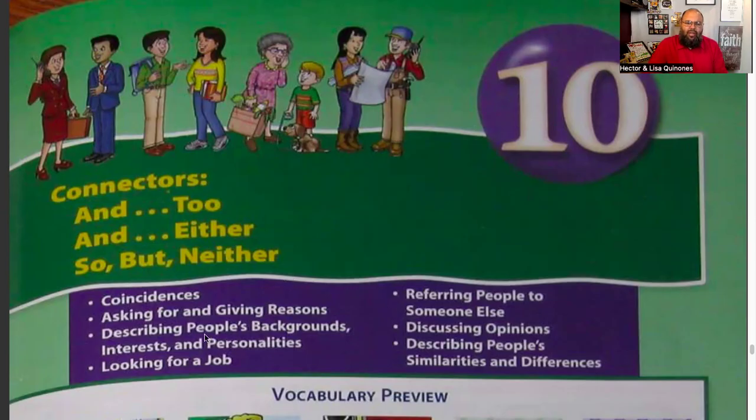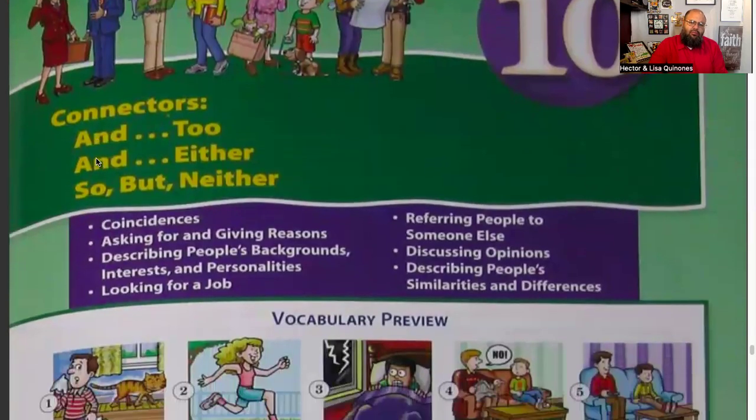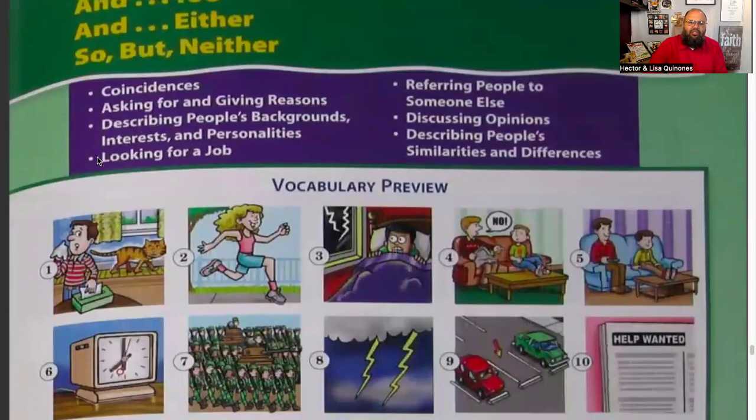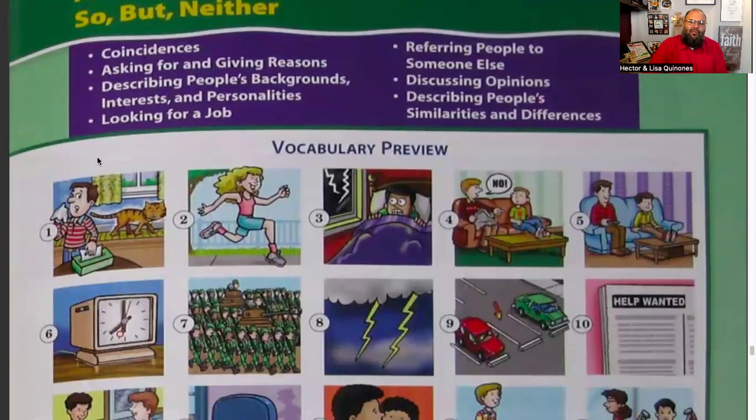We're going to be talking about connectors. In this particular case, we can see some of these examples. We can see and, as well as, we can also see too. We can also see and either, so, but, neither. We're going to be discussing coincidences, asking for and giving reasons, describing people's backgrounds, interests, and personalities, looking for a job, referring people to someone else, discussing opinions, describing people's similarities and differences.